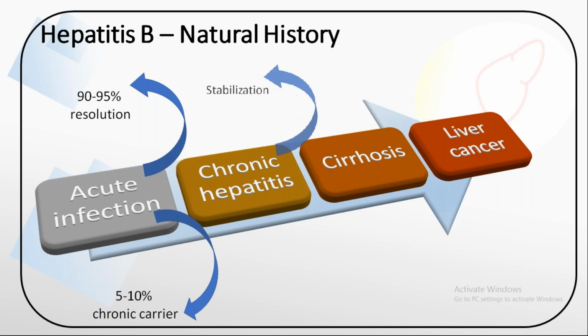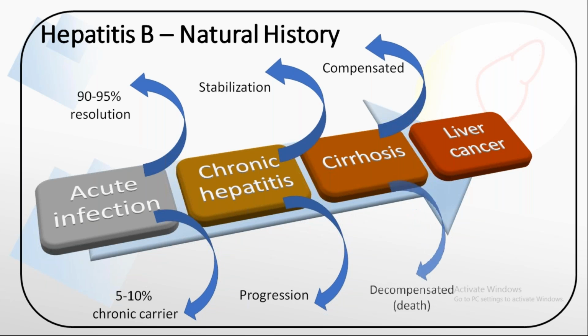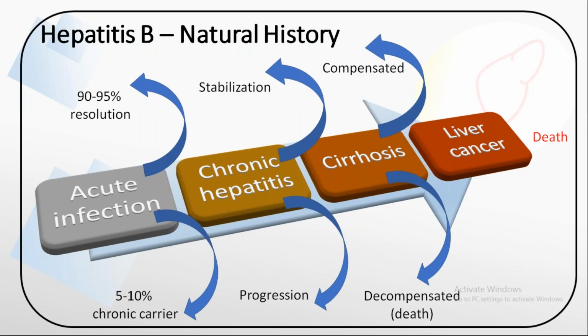After going to chronic hepatitis, it may stabilize or it may progress to the next stage, cirrhosis. Cirrhosis may be compensated, or it may be decompensated, leading to death because of the complications of cirrhosis, like portal hypertension. Ultimately, it may go to liver cancer, hepatocellular carcinoma, and after carcinoma the only result is death. So this is the total progression of the natural history of hepatitis B.